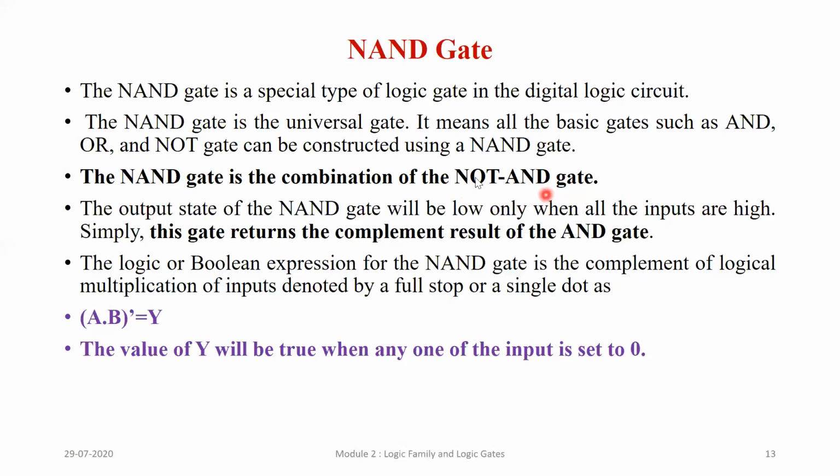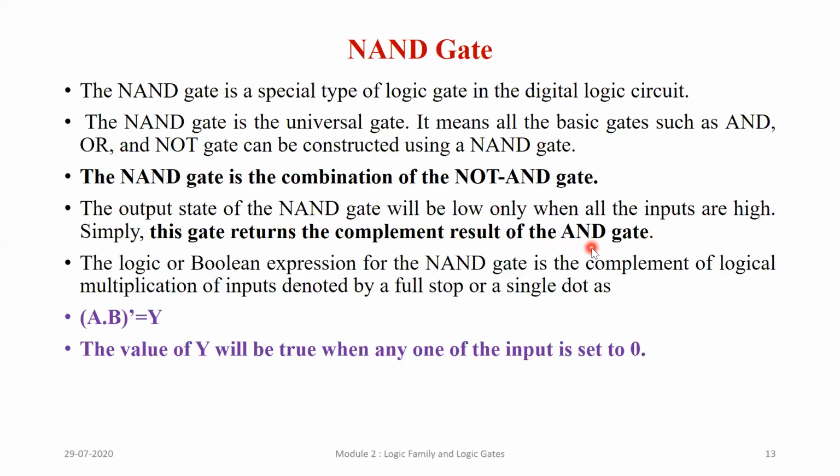Now here it will be reversed, because that inverter function, NOT gate, is applied to AND. So the output of a NAND gate will be low when all the inputs are high. See, in an AND gate, when all the inputs were high, at that time my output was high. In the case of a NAND gate, it will be opposite: my output will be low when all the inputs are high. Means whatever was the complement of an AND gate, I will get.